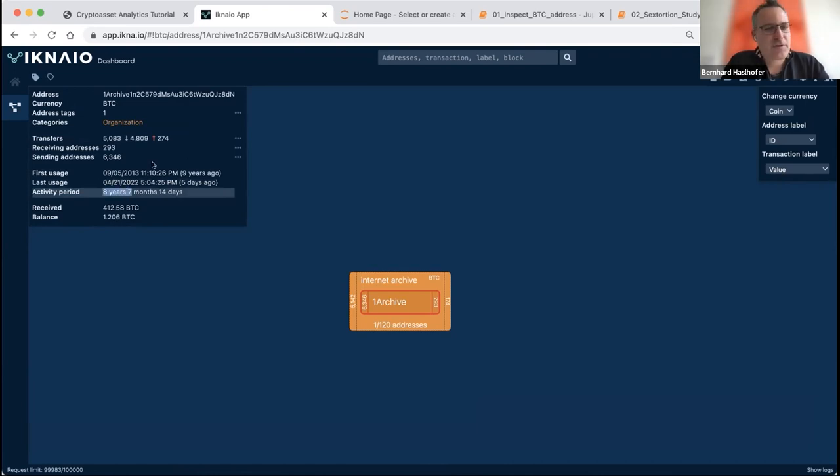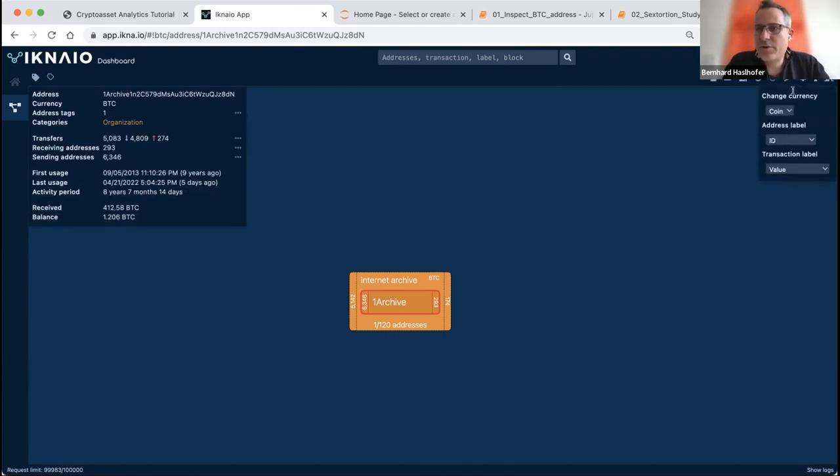Quite some period for a Bitcoin address, I would say. And here it's getting interesting. We also see how much this single address has received. So over all these 8 years, 7 months and 14 days, it received roughly 412 Bitcoins, and there is a bit more than one Bitcoin left.